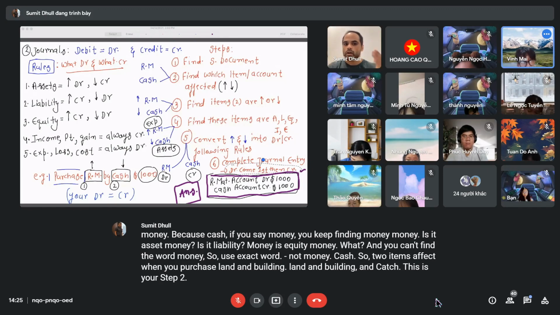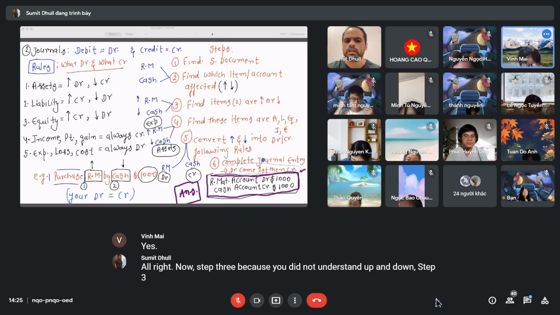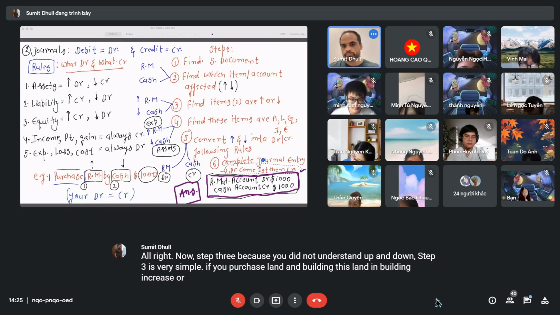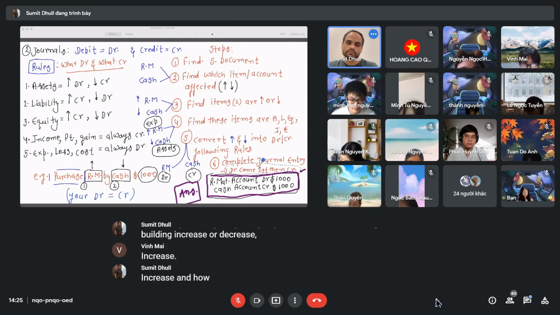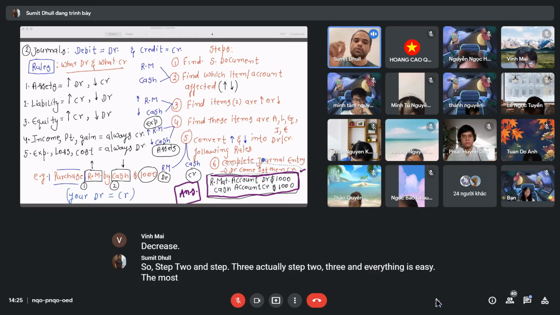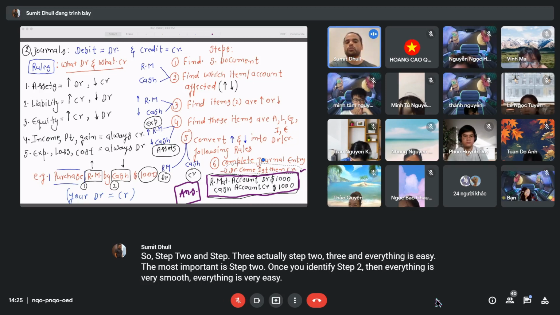All right. Now step 3, because you did not understand up and down. Step 3 is very simple. If you purchase land and building, does land and building increase or decrease? Increase. And how about cash? Decrease. So step 2 and step 3, everything is easy. The most important is step 2. Once you identify step 2, then everything is very smooth, very easy, you just have to follow the rules. That's all.